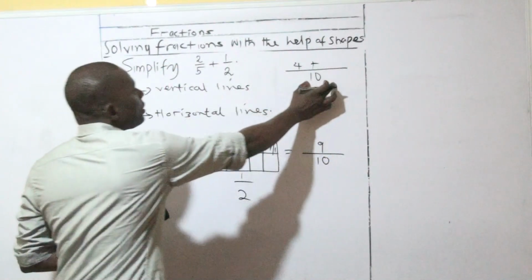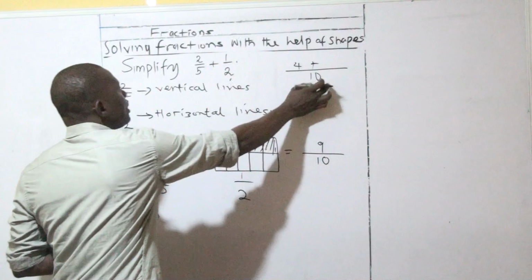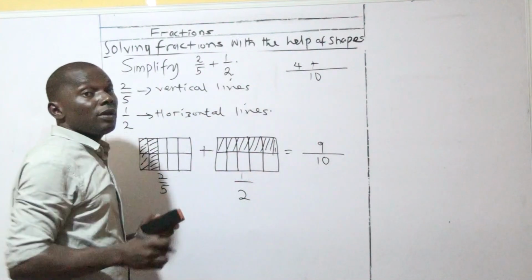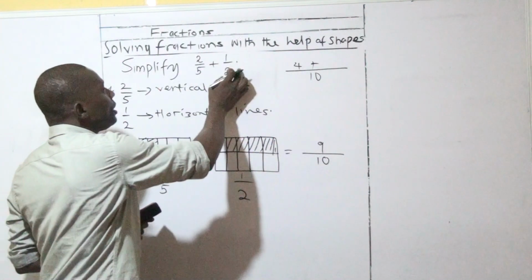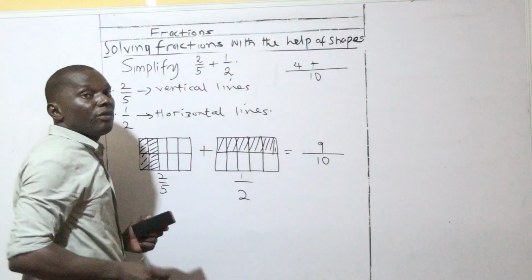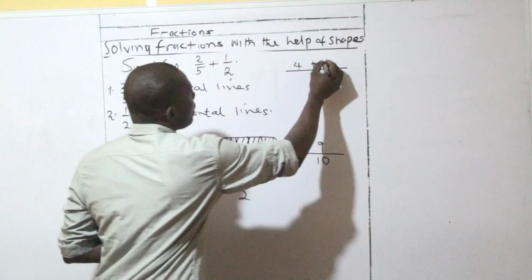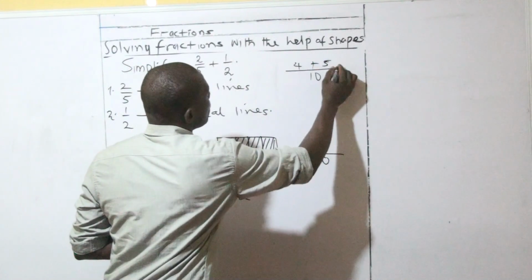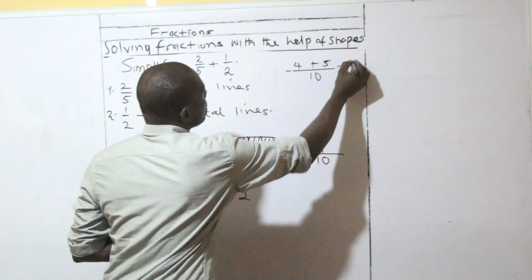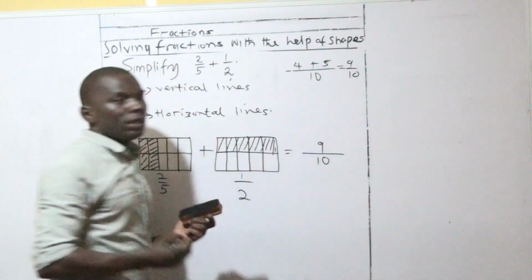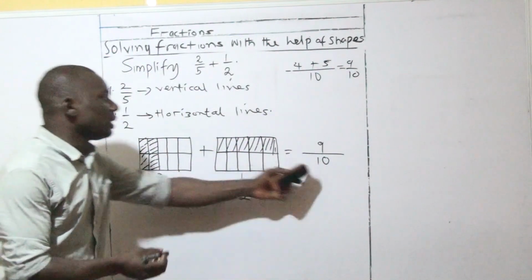Then you pick this LCM again. 10 divided by 2, that gives 5. The result so obtained, you use it to multiply the numerator of the fraction here. And that gives 5 times 1, that gives us what? 5. And you can see 4 plus 5, that gives us 9 over what? Over 10. You see that our answers are the same.